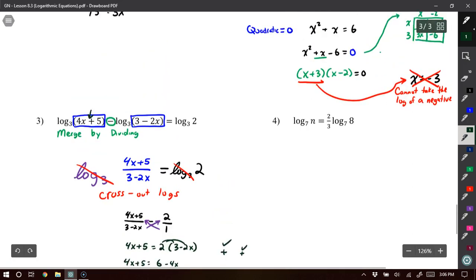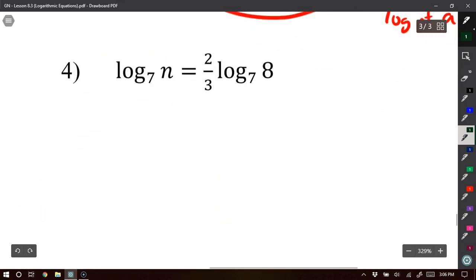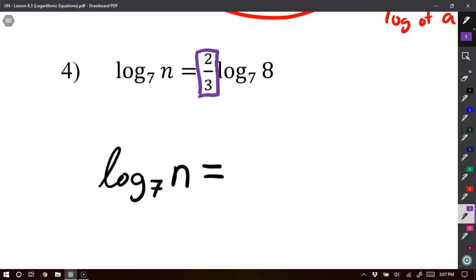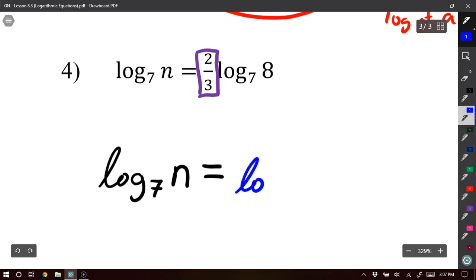Number 4, when I take a look at this one, in this case, I like the left side because that left side is all by itself. There's no plus sign, there's no minus sign, and particularly, there is no coefficient on the left side, but there is one on the right side. So that 2/3 really bothers me. And I can't have that. I have to have it look like this. I have to have it say log base 7, no plus signs, no minus signs, no coefficients.